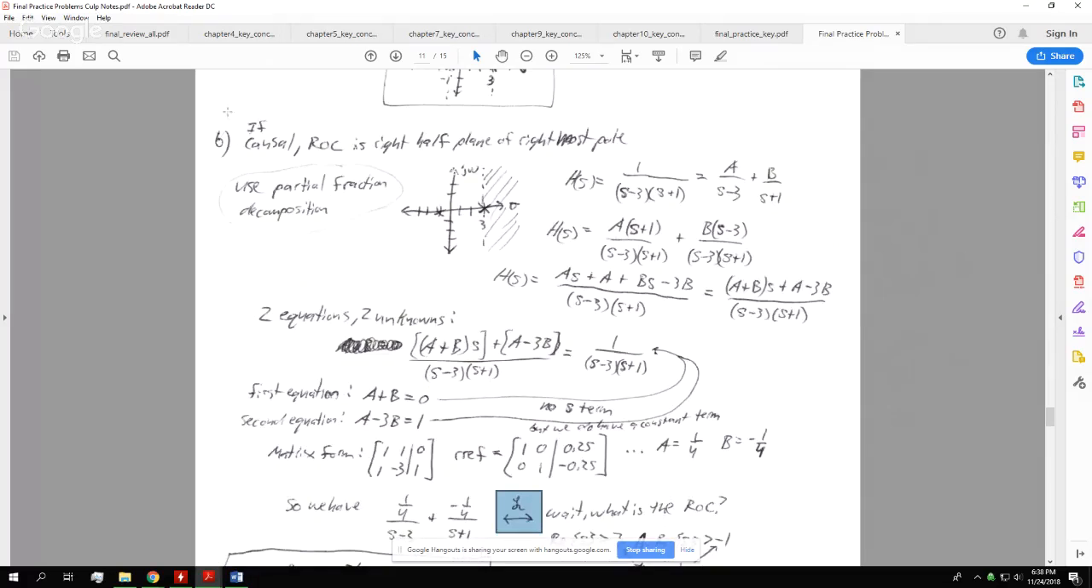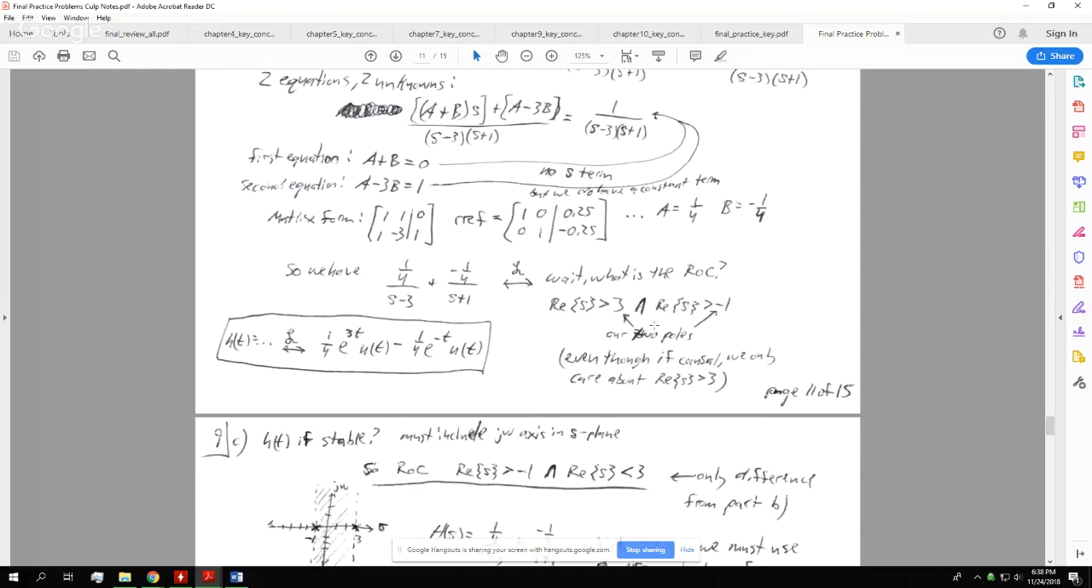We did that here. The problem told us it was causal, therefore our region of convergence was the right half plane of the rightmost pole, so we shaded in the right half plane of the rightmost pole. Remember, our 2 poles are at -1 and 3. Now we can determine our Laplace transforms, because we know our region of convergence.